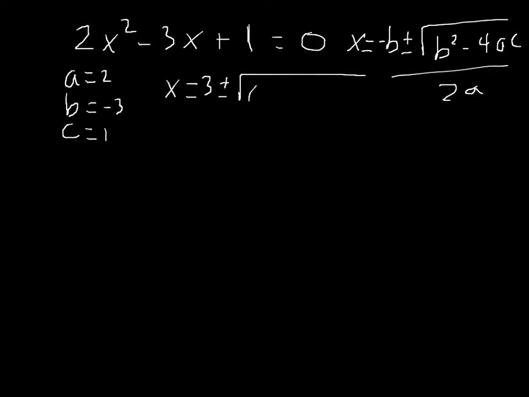Square root of b squared, and make sure that since it's being squared you put that in parentheses, because you should get a positive result whether that number is negative or positive, minus 4 times a, which is 2, times c, which is 1. And divided by the whole thing, divided by 2 times a, or 2 times 2.